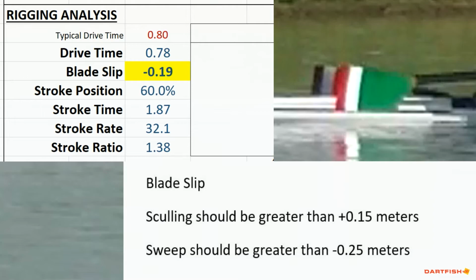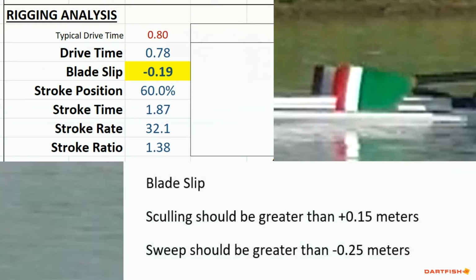Look at the blade slip measurement and determine effectiveness. Blade slip for sculling should be greater than 0.15 meters. For sweep, it should be greater than negative 0.25 meters. The two causes of poor connection: one, stroke position, not having enough of the stroke before the pin, and two, the rigging load. The load is too light for the power applied, and the blade is being pulled through the water and not acting as a fulcrum.